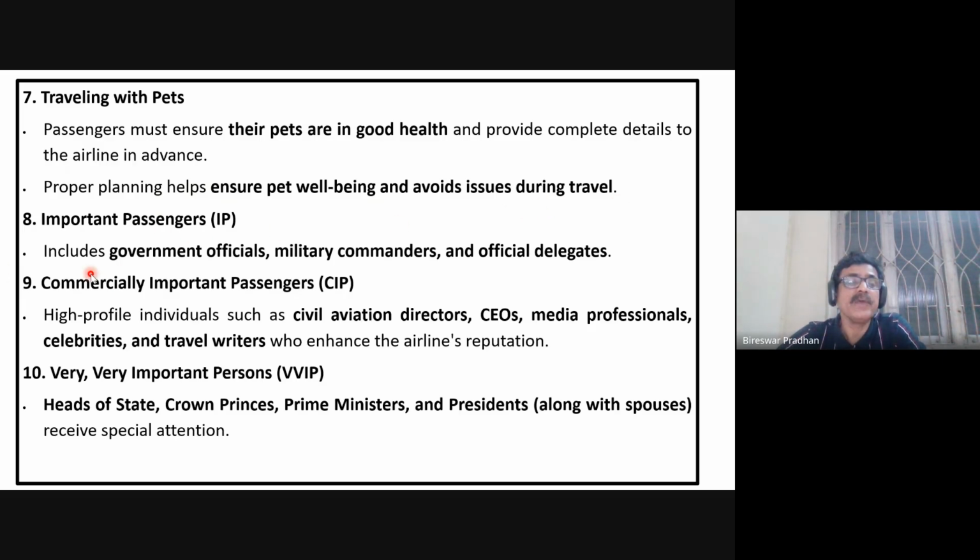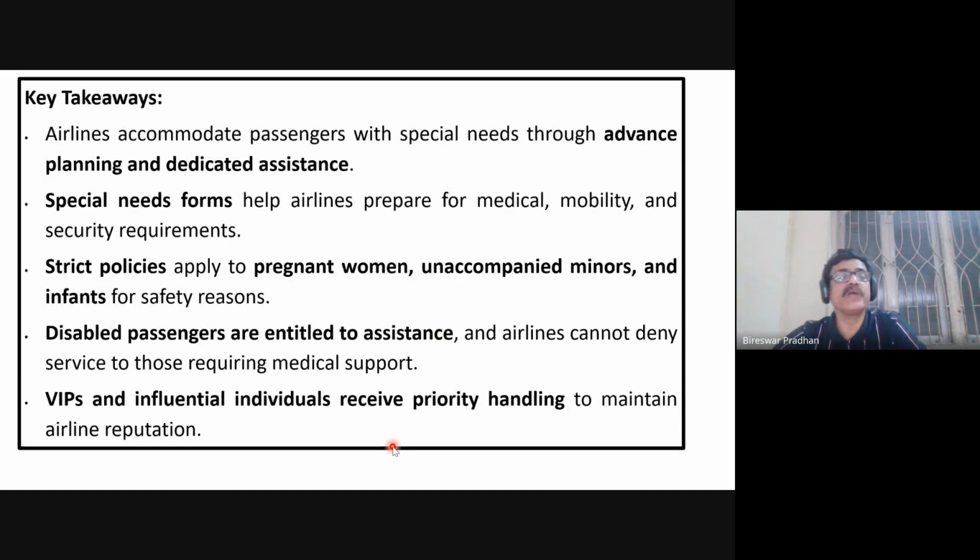Important passengers include government officials, military commanders, and official delegates. Commercially important passengers, high-profile individuals such as the civil aviation director, chief executive officers, media professionals, celebrities, and travel writers, who enhance the airline's reputation. A very important person, VVIP, such as a head of state, crown prince, prime minister, and president, along with their spouse, receive special attention. Now the key takeaways.